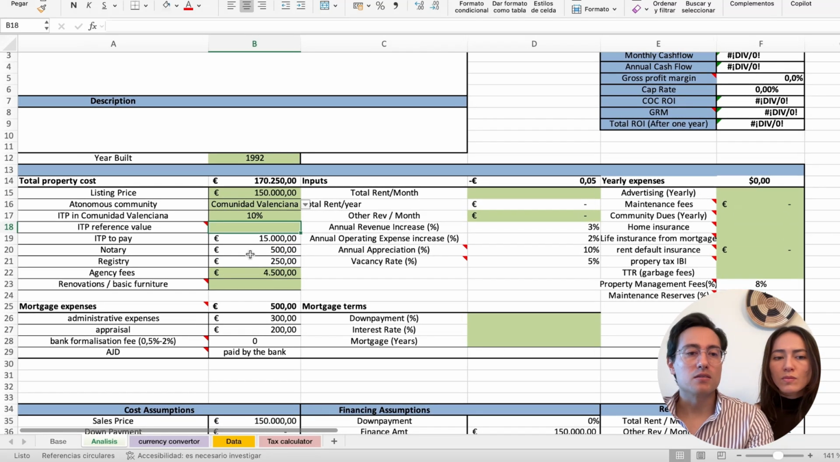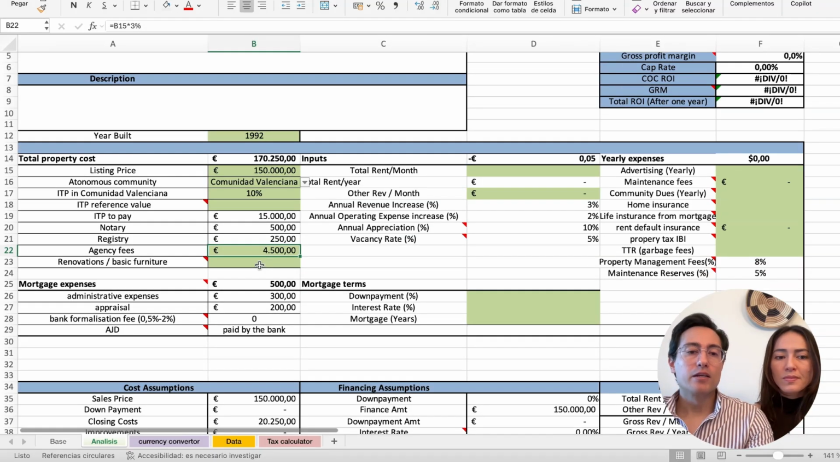There are other expenses in the property cost that should be taken into account, which are the notary and the registry. These vary between different notaries. You can ask directly. And the agency fees are usually between 3 and 5% of the listing price and are paid by the buyer.